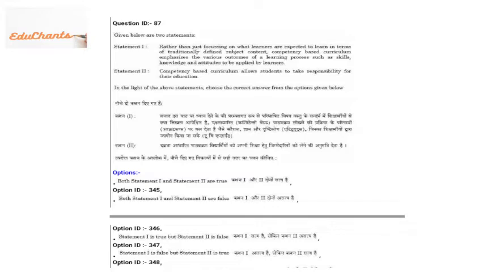Rather than just focusing on what learners are expected to learn in terms of traditionally defined subject content, competency-based curriculum emphasizes the various outcomes of a learning process such as skill, knowledge, attitude to be applied by learners. That means we will have to move from content orientation to skill orientation, right? Skill orientation, learning by doing, etc.